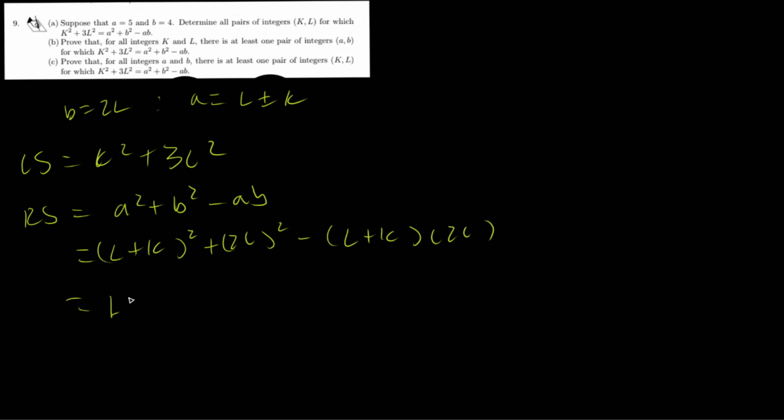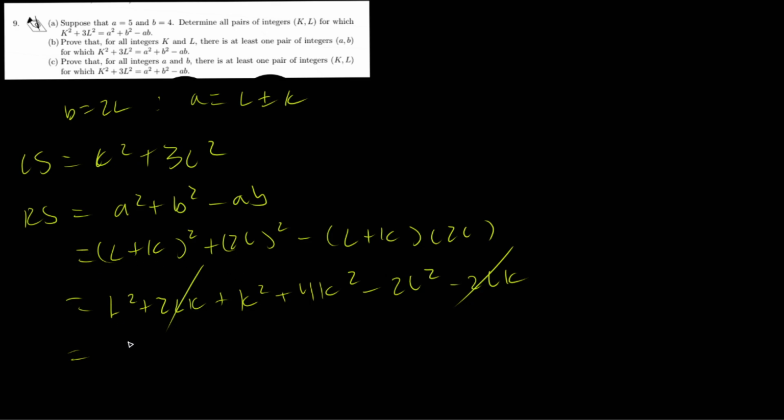This would equal l squared plus 2lk plus k squared plus 4k squared minus 2l squared minus 2lk. This term and this term cancel out. And then in the end, what we're left with is... interesting. I think I messed up somewhere. Minus 2l squared. No, no, no, I didn't.